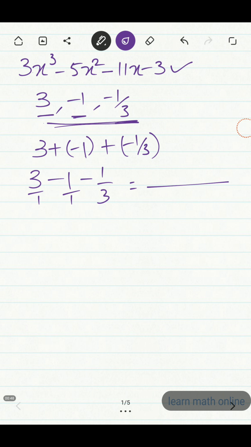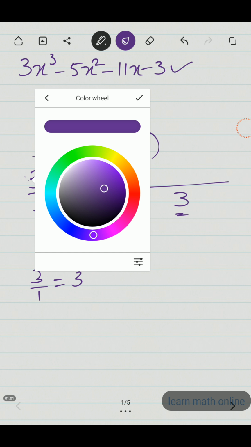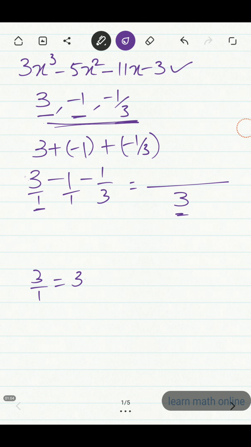the denominator here will be 3. So 3 divided by 1 will give us 3, and that 3 should be multiplied by the numerator here. So it will be 3 into 3, 9, minus 3 divided by 1 will give us 3, and that 3 should be multiplied by 1, so 3 into 1, 3, and minus, now the last one, 3 divided by 3 will give us 1. So 1 into 1 will be 1.